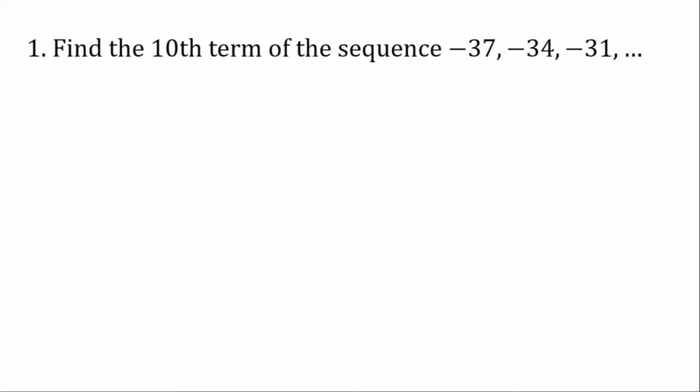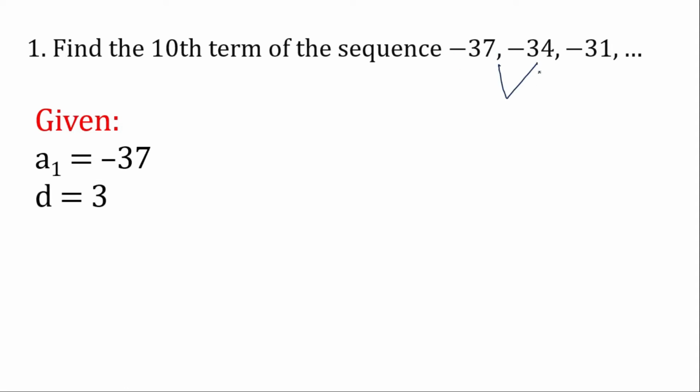For our first problem, find the 10th term of the sequence negative 37, negative 34, and negative 31, and so on. So we are asked to find the 10th term. When we say 10th term, the denotation of this is a sub 10. All we need to do is to list first the givens. We have our a sub 1, that is our first term. Our common difference, if we subtract negative 34 minus negative 37, that would be 3. And this is also 3, so the common difference is 3.